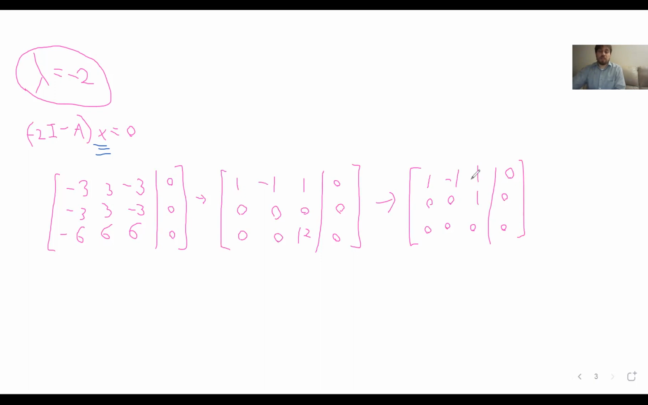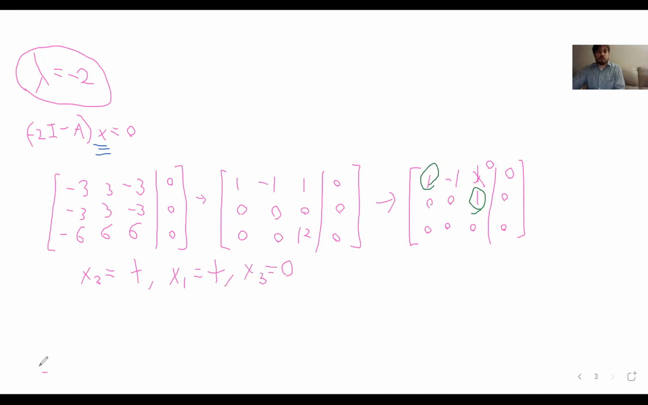And if I take -1 times the second row and add it to the top row, I get a 0 here instead. So now, the solution space: we see we have a leading one here and a leading one here. And so the only free variable is x2. It's the only one that does not correspond to a leading one. So x2 is equal to t, which means that x1 is equal to x2, which is t, and x3 is equal to 0.